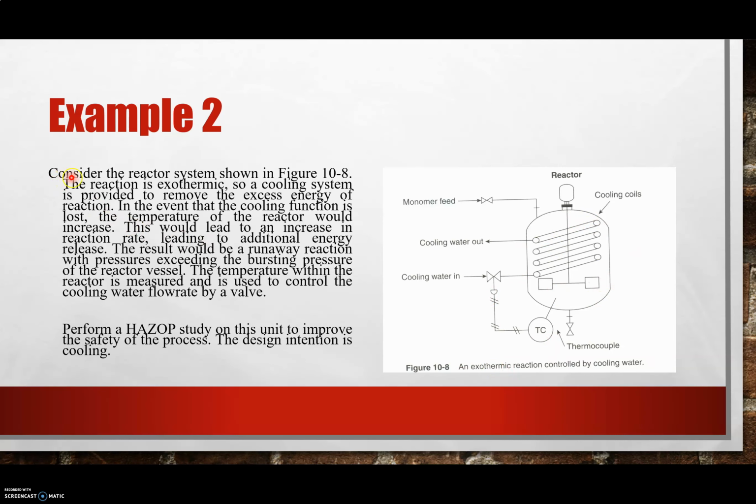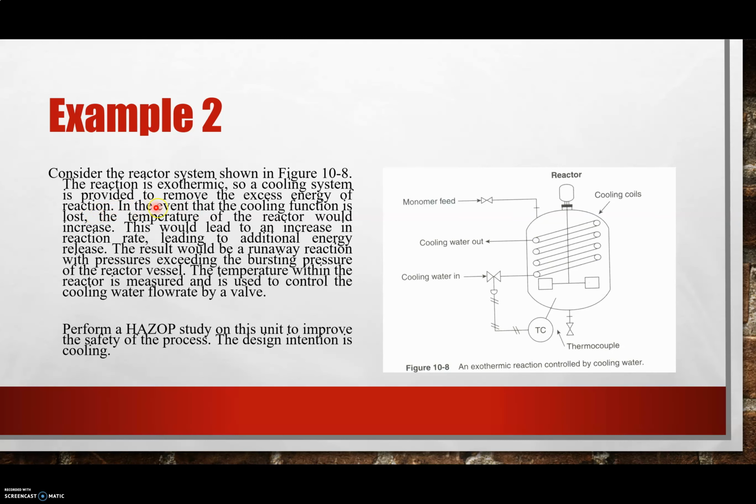So the question is, consider the reactor system. The reaction is exothermic, so a cooling system is provided to remove the excess energy of reaction. In the event the cooling function is lost, the temperature of the reactor will increase. So it's basic information. When the cooling function is off, your temperature inside your reactor will increase. This will lead to an increase in reaction rate, leading to additional energy release. So these are the consequences of losing your cooling function.